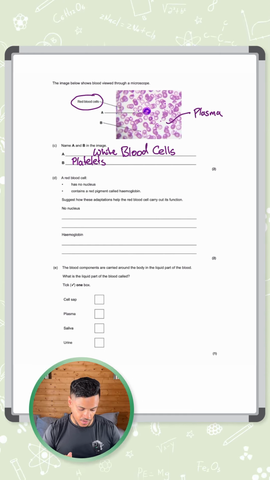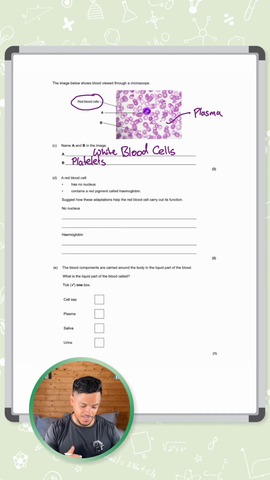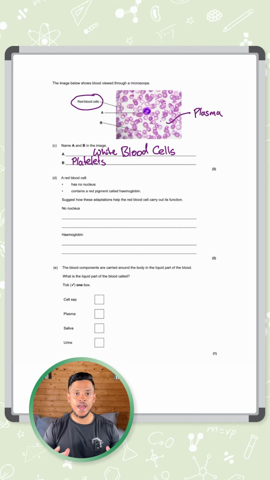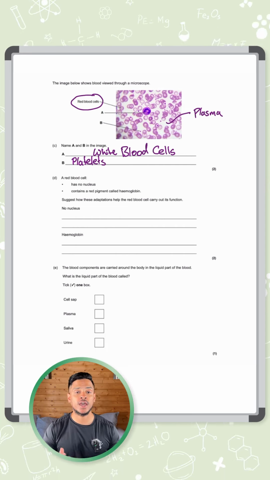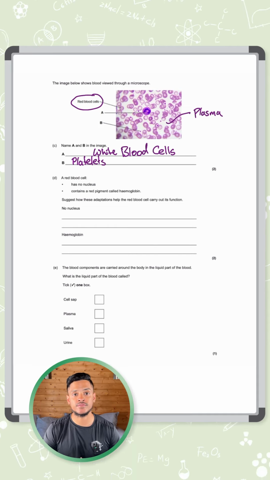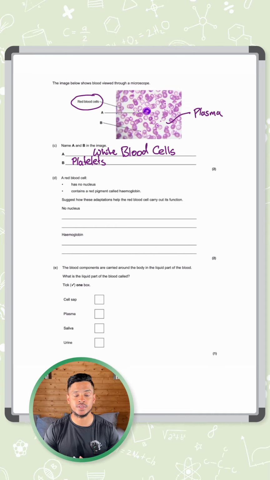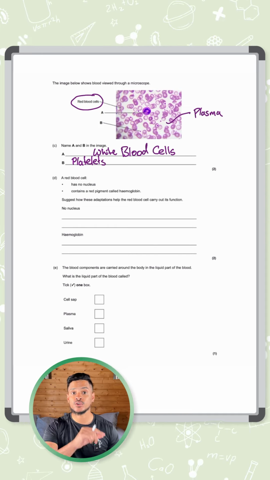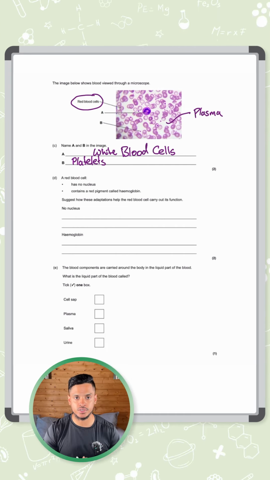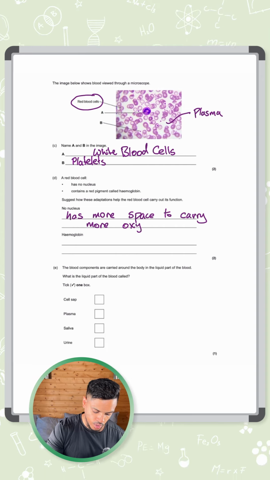Now, the next part, a red blood cell has, we've got 2 bullet points here. It has no nucleus and it contains red pigment called hemoglobin. And they're basically asking how these are adapted to help with the function of red blood cells. So why do red blood cells have no nucleus? Remember, normal cells do have a nucleus. Red blood cells don't have a nucleus because their function is to carry oxygen around the body. If they have no nucleus, they have more space to carry more oxygen. So we can say has more space to carry more oxygen.